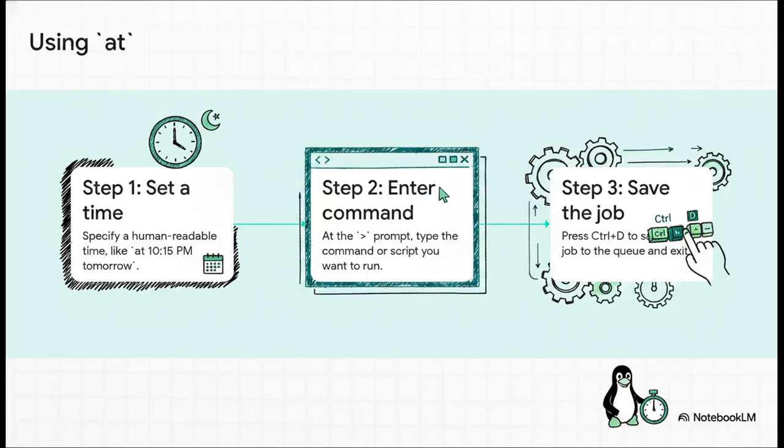And using at is so easy, it's almost funny. You literally just type at and then a time that a human can understand, like 10:15 p.m. tomorrow. It'll give you a little prompt, you type in the command you want to run, and then you just hit Control-D to save it. That's it. It's made to be fast and simple.